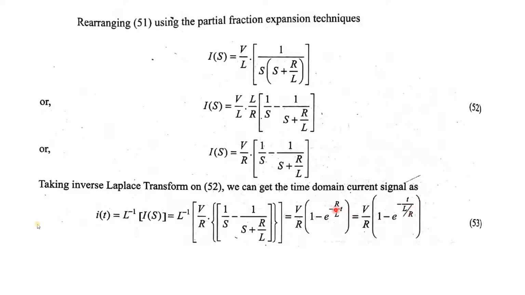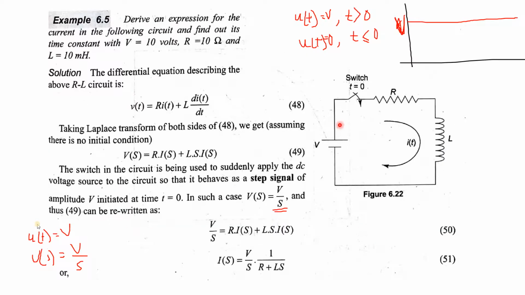Now we can arrange it in this way. R by L into t can be written as t by L by R. We generally write in this way: whatever constant is there, we tend to bring that in the denominator. So this is the equation of the current in the time domain, the equation of this particular circuit.